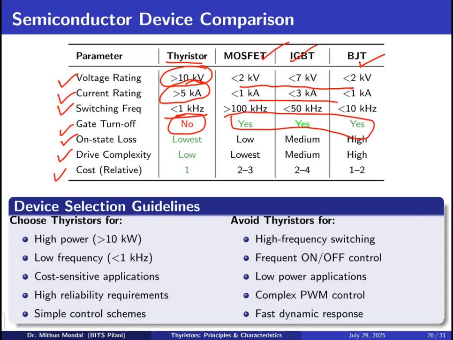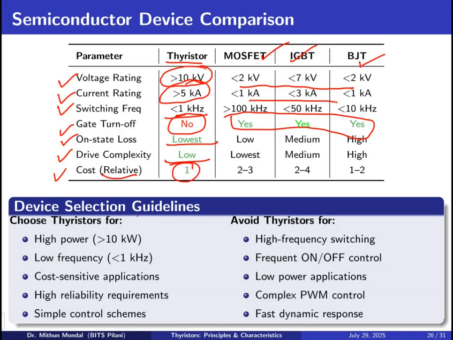So you require the commutation circuit. On-state loss is the lowest in case of thyristor as compared to the other power semiconductor devices. It is also low in terms of drive complexity and cost. If you take it in relative terms, then this is also the lowest.